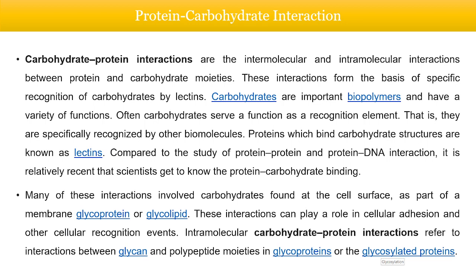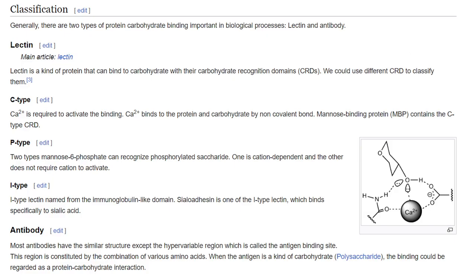So this interaction is occurring at the surface of the cell as a part of the membrane glycoprotein or the glycolipid, and these play different roles in cell adhesion or different cellular recognition events. And these intramolecular carbohydrate protein interactions between your glycan and the polypeptide moieties occur in glycoproteins, or you can say glycosylated proteins. Now this is your classification of different protein carbohydrate interactions.